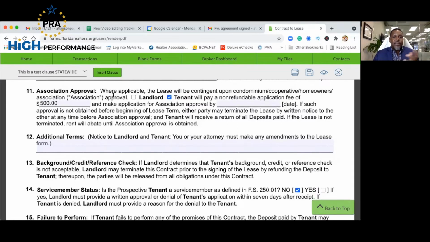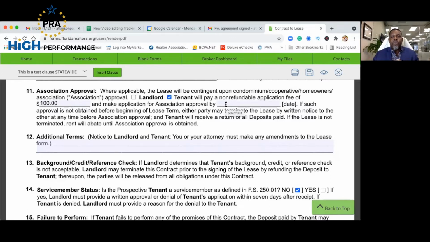Association approval, if it's required, then the tenant will usually pay that deposit or application fee. Typically it's about $100 to get that application going, usually. And that's usually a non-refundable application fee. And then you put a date when you're expecting that your tenant will be submitting their application and get their approval by a certain date so you can move in.